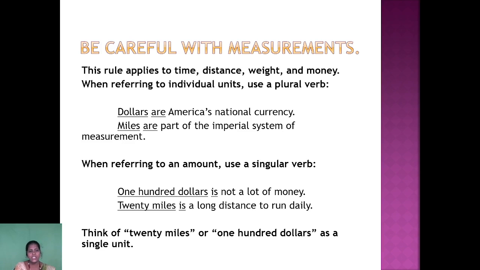$100 and 20 miles. So first, what is the difference between the two sentences? Dollars are considered as the national American currency, so the American currency is not a single one. It's a plural form of a word. That's why we use the plural. But in this sentence, $100 is considered a single unit. That's why we use the singular form of the verb, is.